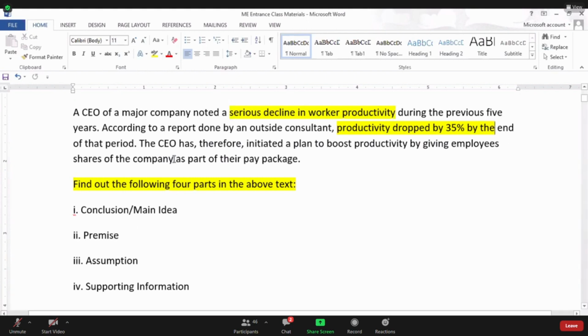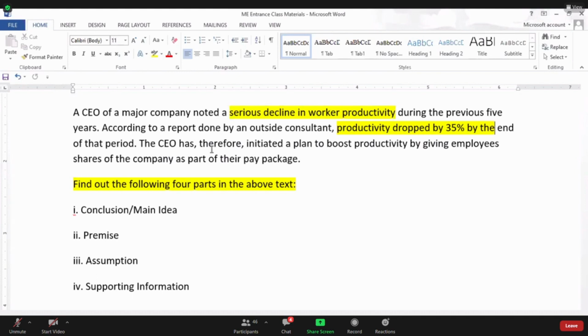So you see, the CEO had therefore initiated a plan to boost productivity by giving employees shares of the company as part of their pay package. Now tell me, this conclusion talks about how many ideas? One idea, two ideas, three ideas, four ideas? What idea? It's the first, the plan to boost productivity. Yes, okay. Let me note it.